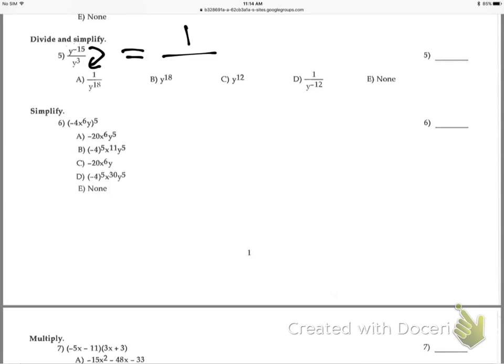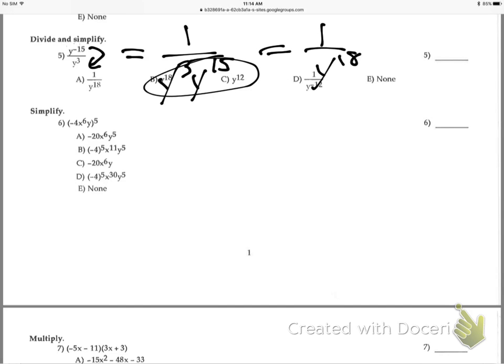We always put a 1, right? Y to the third stays in the bottom, and then y to the 15th becomes regular or positive on the bottom. Is that good so far? So the y to the third just stayed put. The y to the minus 15 jumped down because negative powers always jump. And then they're positive after the jump. And now these guys are side by side instead of vertical. So what do we do when they're side by side? We add them, don't we? Y to the 18th. A.